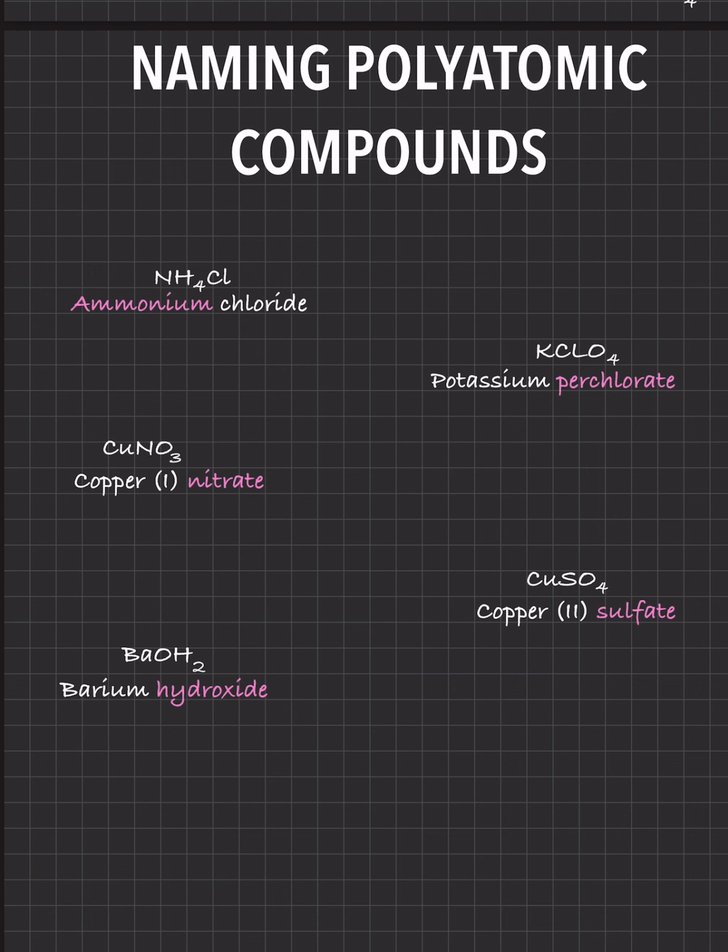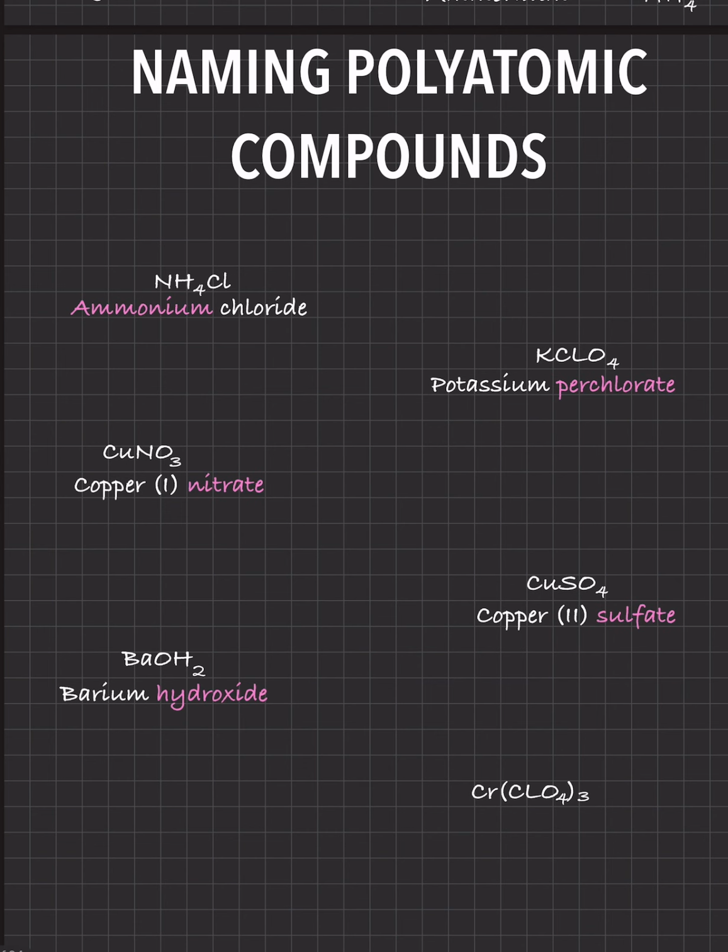And the last one that we're going to talk about is going to be this one. And a lot of students are like, oh my gosh, don't freak out. Remember that chromium is going to be a transition metal. That 3 belongs to the chromium, so you know it's going to be chromium 3. Now, if there's no subscript on that chromium, that means it had to be a 1. So it had to be ClO4-. And what is that? It's going to be chromium 3 perchlorate.